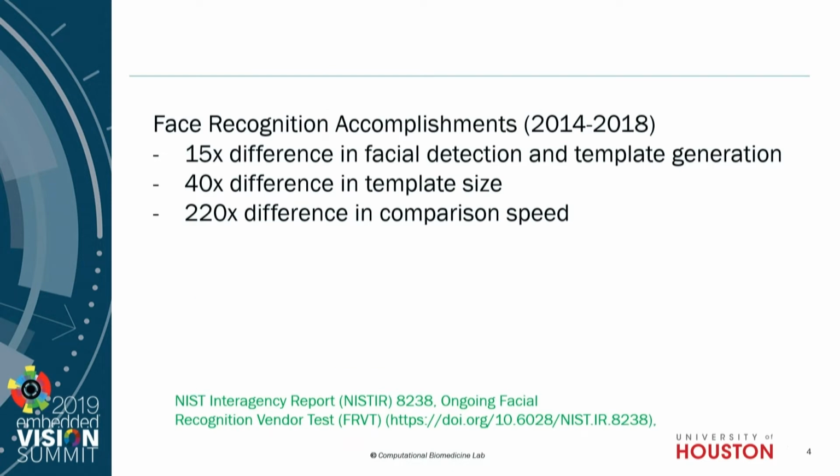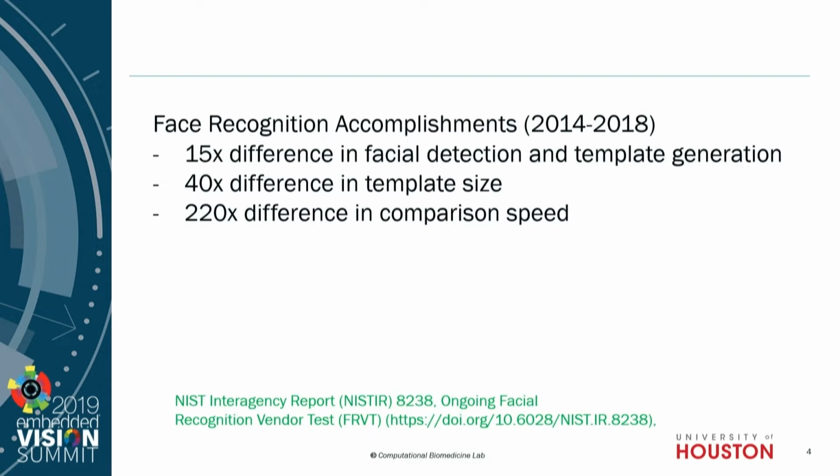In this report published in November 2018 by the National Institute of Standards and Technology, we have evidence of the exponential accomplishments in our field over the last 4 years. Some of these accomplishments include a 15 times difference in facial detection and template generation. The template size has been reduced by at least 40 times. And the matching or comparison speed has been improved at least 220 times.